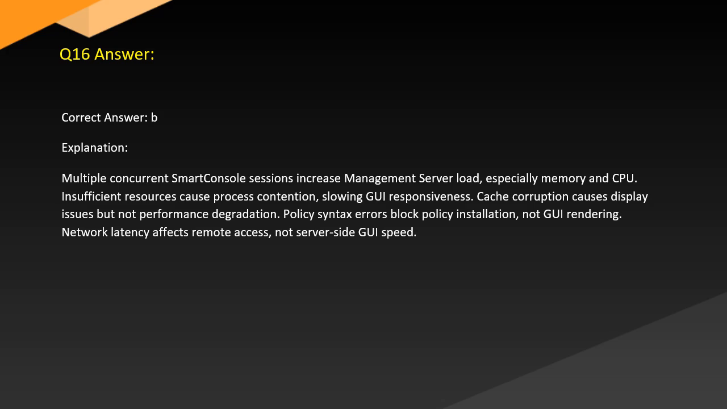Answer. Correct answer. B. Explanation. Multiple concurrent SmartConsole sessions increase management server load, especially memory and CPU. Insufficient resources cause process contention, slowing GUI responsiveness. Cache corruption causes display issues, but not performance degradation. Policy syntax errors block policy installation, not GUI rendering. Network latency affects remote access, not server-side GUI speed.